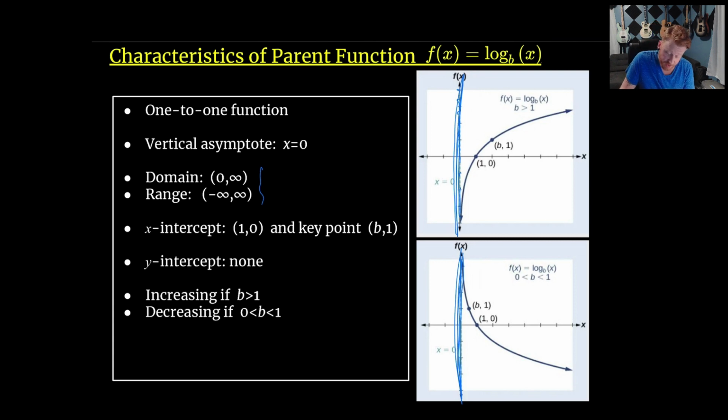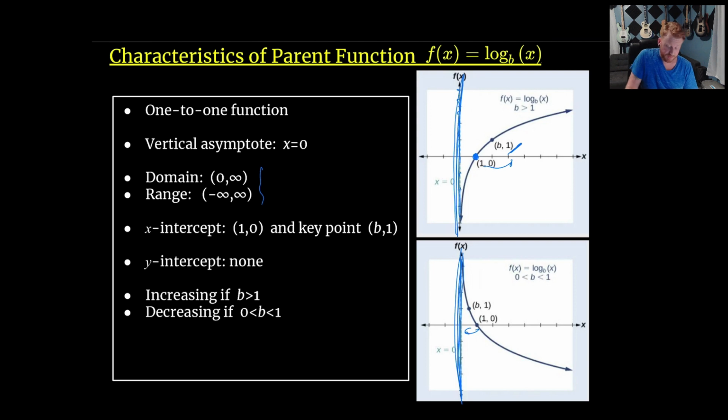The x-intercept is always at the point (1, 0), just like the exponential function always goes through the point (0, 1), and this is its inverse. We'll always get this point (1, 0), and then we also get this other key point: whatever the base is, we'll have a function value of 1. So over here we see it living on the right-hand side of 1. Over here it's on the left-hand side of 1, and we can see that those graphs look flipped upside down because essentially they are.